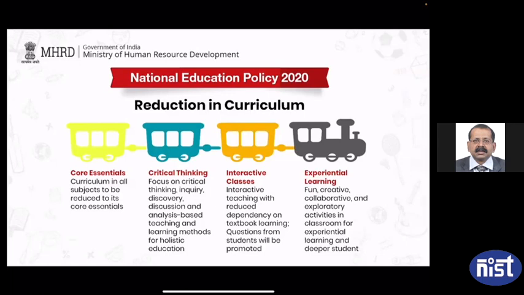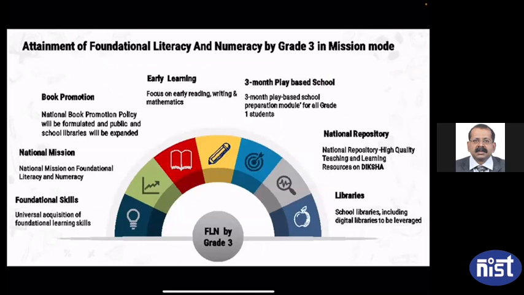Now, one of the aims they say is that there should be attainment of foundational literacy and numeracy by grade 3. So by the time the child completes the first level of education, there should be literacy, they should be able to read and write, and numeracy. So they should be able to do basic mathematical operations. This should be done. And for this, many modes have been there.